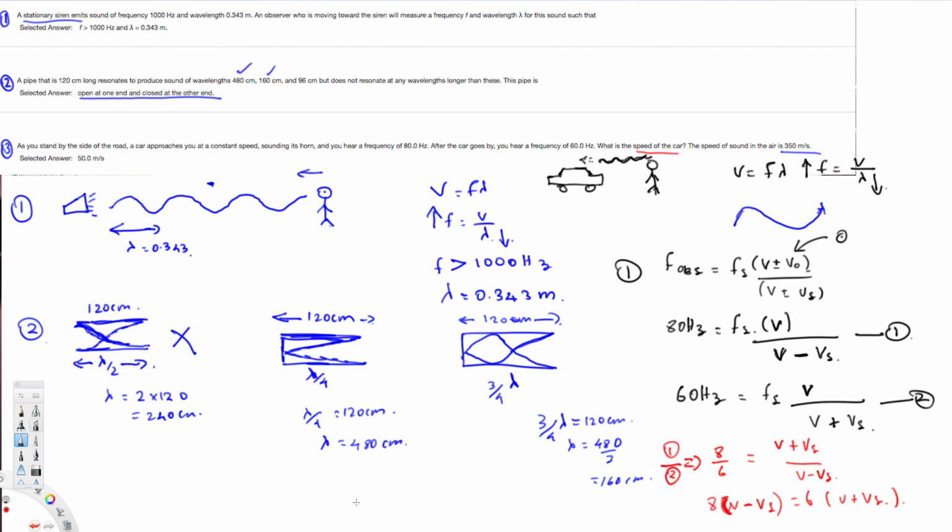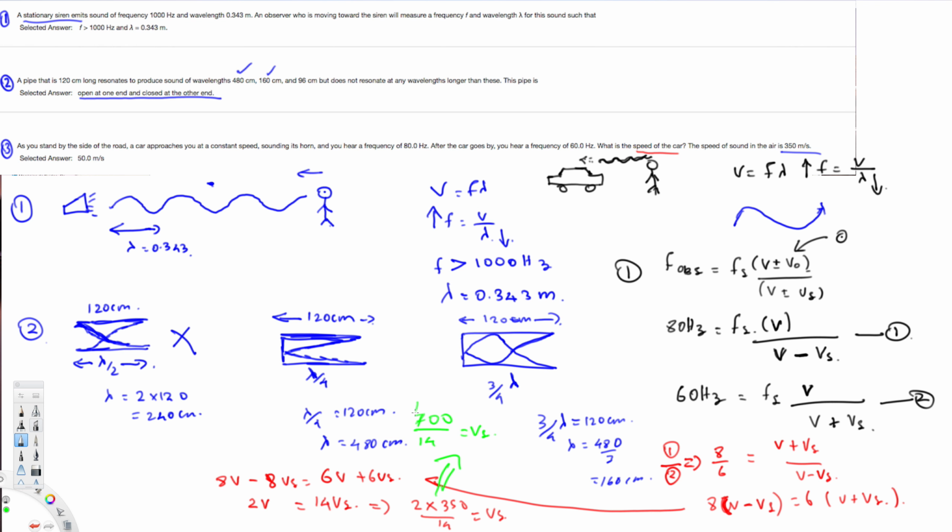If you simplify, we have 8V minus 8Vs equals 6V plus 6Vs. If I bring the 6V to the other side, it becomes minus 6V, and that makes this one 2V. The other side becomes plus 8Vs, which gives us 14Vs. So let's plug in the values: 2 times the velocity of the sound, that is 350, divided by 14 equals Vs. 2 times 350 is 700, so 700 divided by 14 equals Vs.